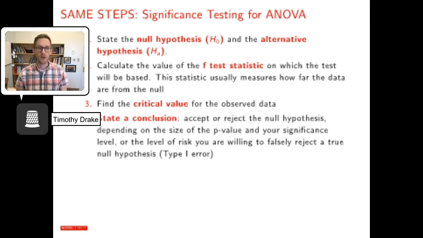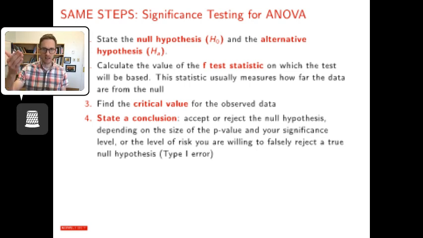So the steps are the same that we've been going through. We're going to go through the same process. We'll state a null and an alternative hypothesis. In this case, we're going to calculate the test statistic, which will be an F statistic. This will measure how far the data are from the null. We'll find a critical value, and then we'll accept or reject the null based on our test statistic and the critical value.